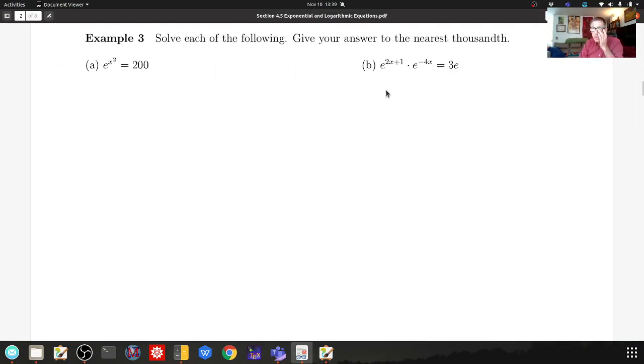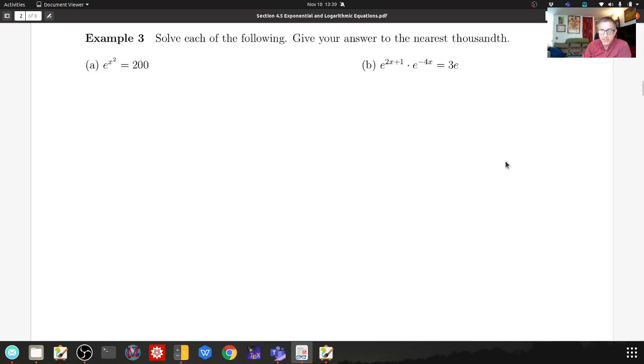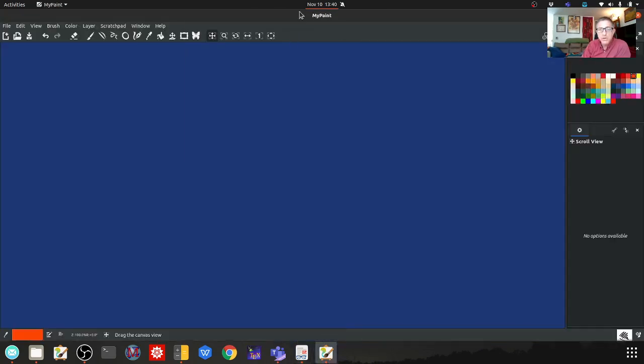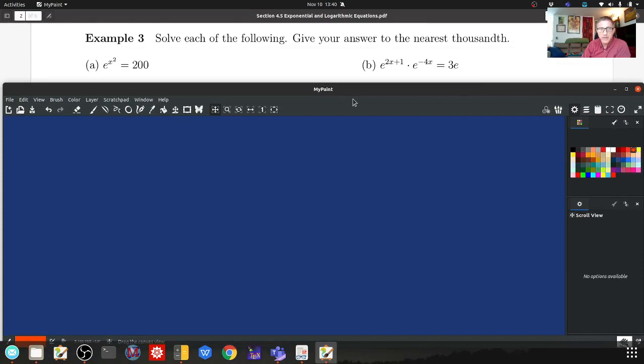So here we are. We're going to have to do all of these with the calculator. It says solve each of the following. Give your answer to the nearest thousandth. If this were something you were to see on an exam, and I'm saying it's going to be pretty unlikely on an exam, but if you were to see it in your homework in my math lab, then it's an indication that you've got to use your calculator.